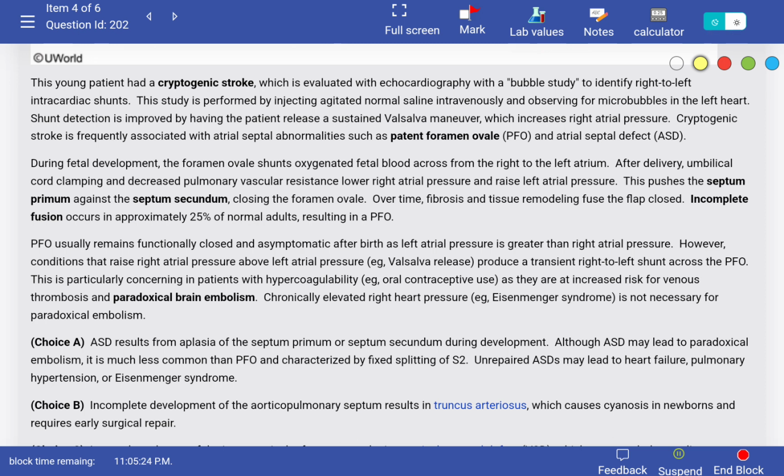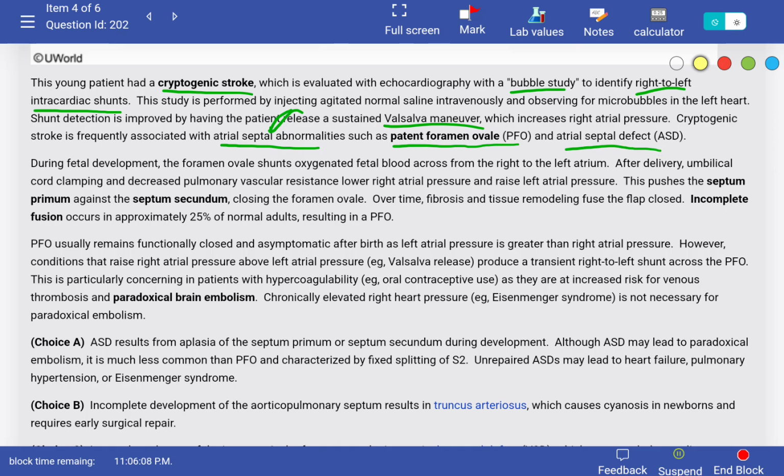So this young patient had a cryptogenic stroke, which is evaluated with echocardiography with a bubble study to identify right to left intracardiac shunts, right? This study is performed by injecting agitated normal saline IV and observing for microbubbles in the left heart. Shunt detection is improved by having the patient release a sustained Valsalva maneuver, which increases right atrial pressure. Cryptogenic stroke is frequently associated with atrial septal abnormalities such as patent foramen ovale and ASD, right? Atrial septal defect.